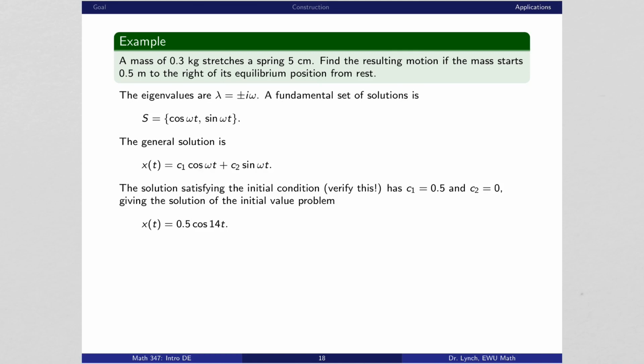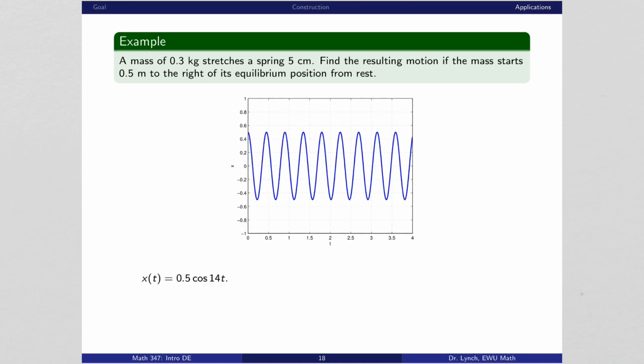Okay, so here we see that solution oscillating with an amplitude of 0.5 and a period just a little bit under 1/2. The period is 2 pi over 14, which is just a little bit smaller than 1/2.